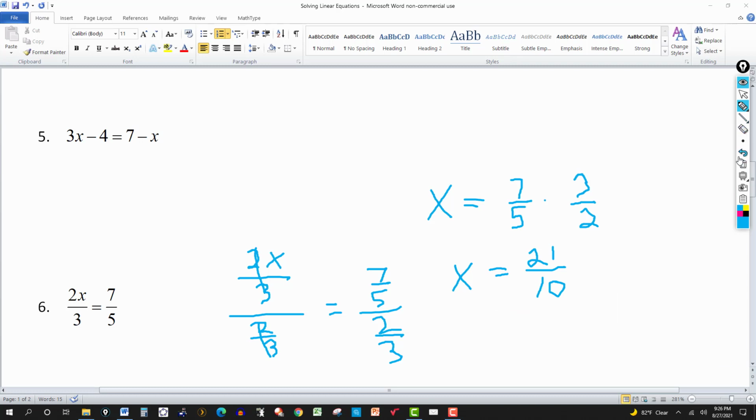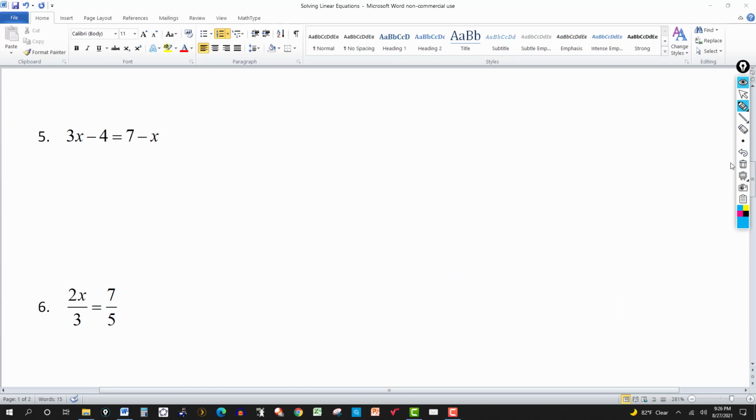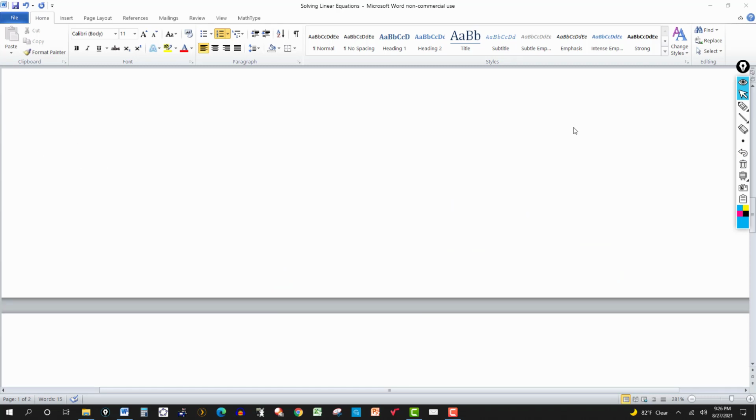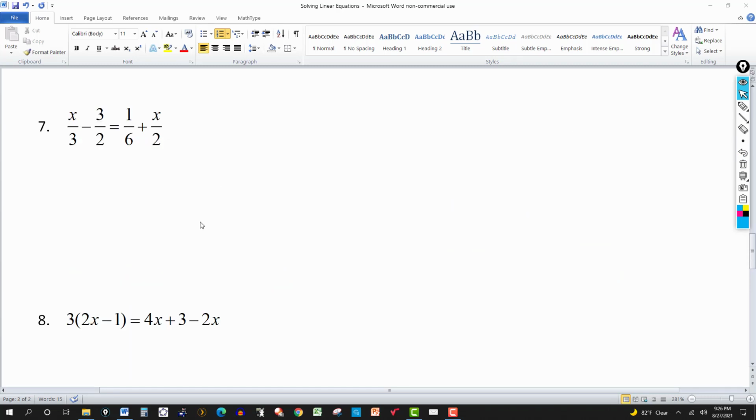Let's clear this. So let's look at the last two. We could do the same thing with number 7 as we did earlier. We have x's on both sides. We have x over 3 and x over 2 here. But we have fractions. So we could do the same thing, add a negative x over 2 to both sides, add a positive 3/2 to both sides. We can get the numbers on one side and the variables on the other side.